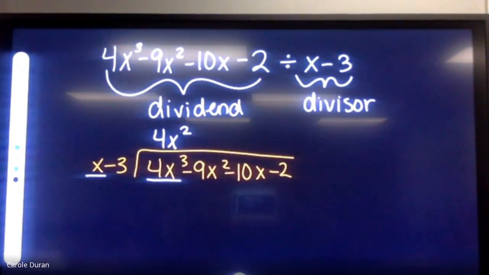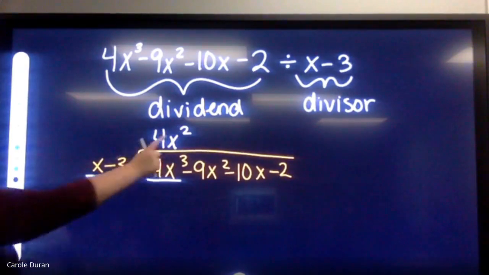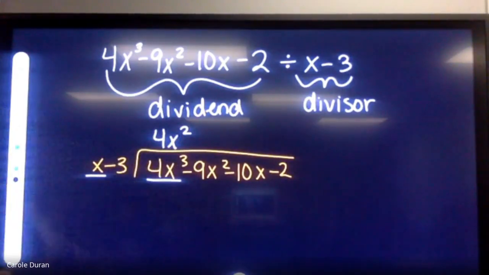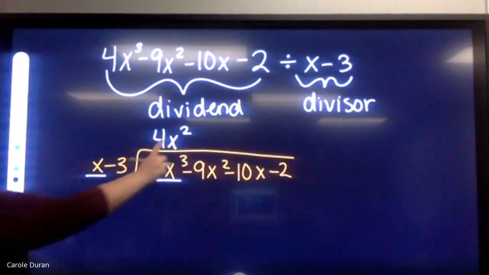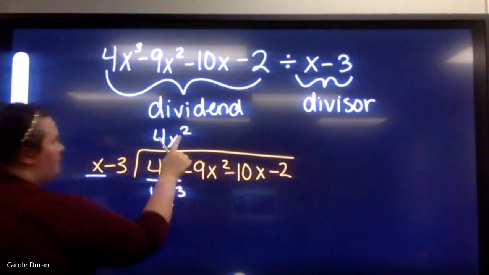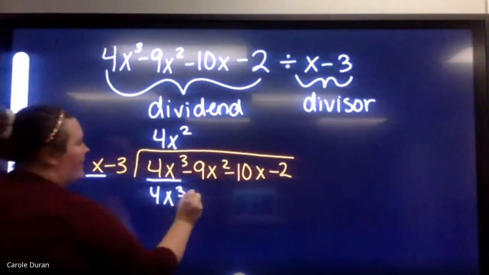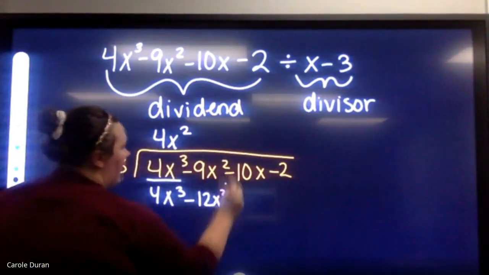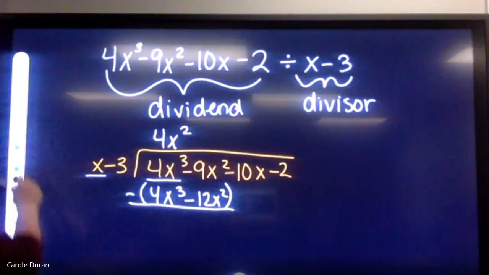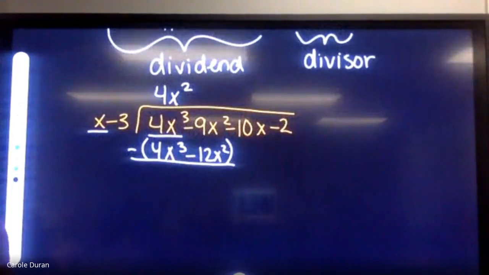Once I identify that, just like with the long division we did before, we take this and multiply it into each term in my divisor and write it under the appropriate term under our dividend. So 4x squared times x is 4x cubed. 4x squared times a negative 3 is negative 12x squared. I put that in parentheses, and I'm going to subtract it from the two terms above. So just pause here and look at it.